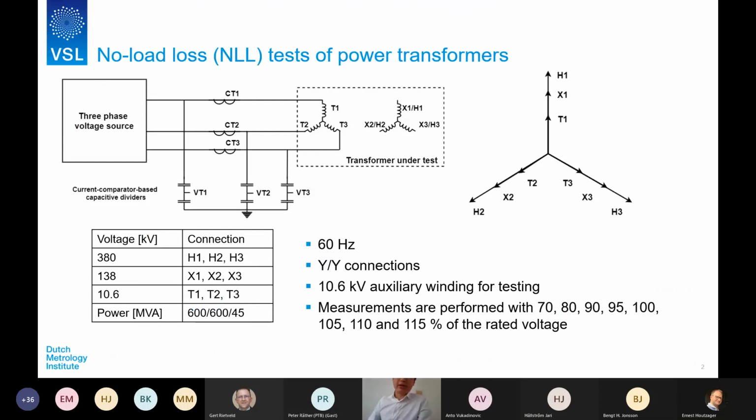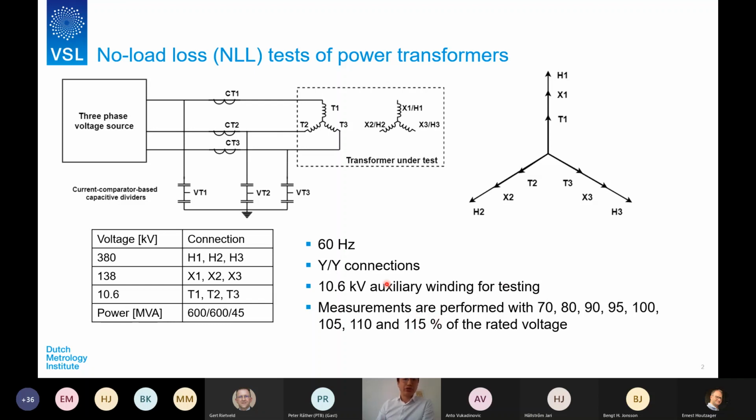The measurement was done at Royal Smit, Netherlands last February, and the transformer we measured is 60 Hertz, YY connection. The primary side is 380 kilovolts and the secondary is 138. There is also one auxiliary winding for testing purposes only. So we did the measurement on this winding. The measurements were performed with 70, 80, 90, up to 115% of the rated voltage.